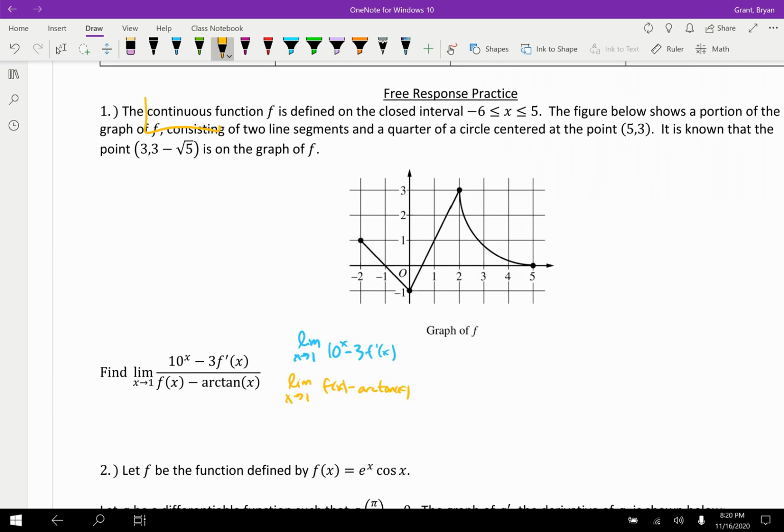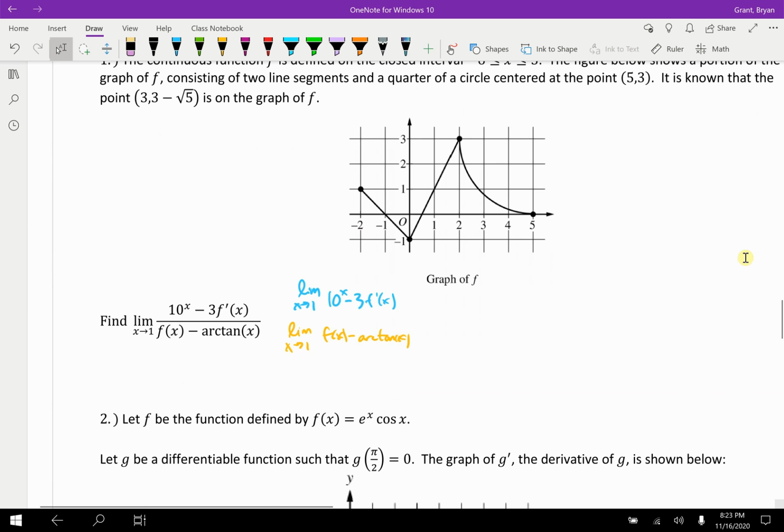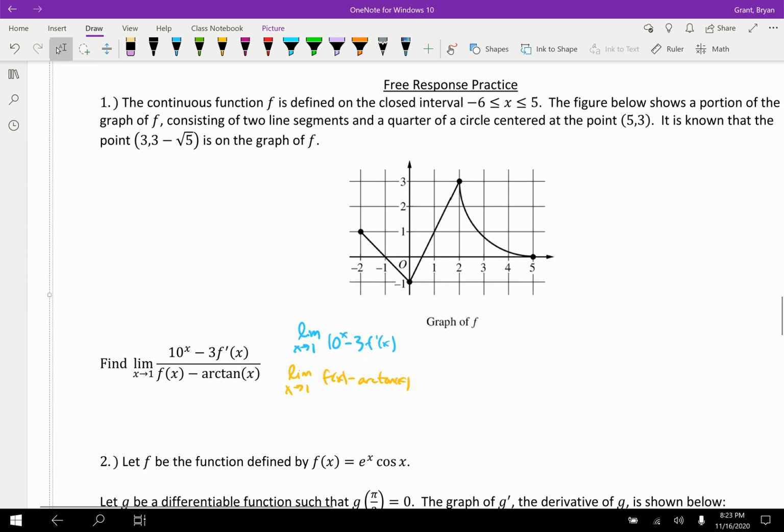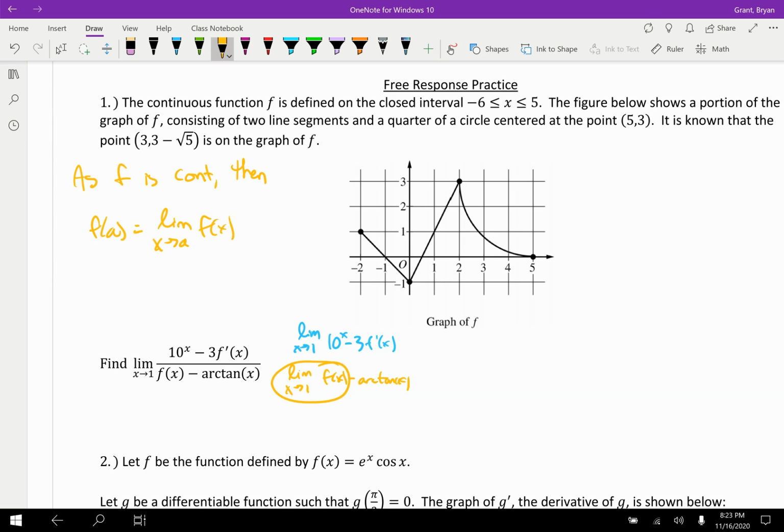Now, they told us that f is continuous, which is very nice. I always like to cover my bases, though. If it says it's continuous, but they don't actually give us an equation, I think it's really important to state something like this. As f is continuous, and we talked about this for the squeeze theorem too, then f of a is equal to the limit as x approaches a of f of x. And that's important because a limit is not always equal to the value at a point, right? So this limit isn't necessarily equal to f of 1, but it is if f is continuous.